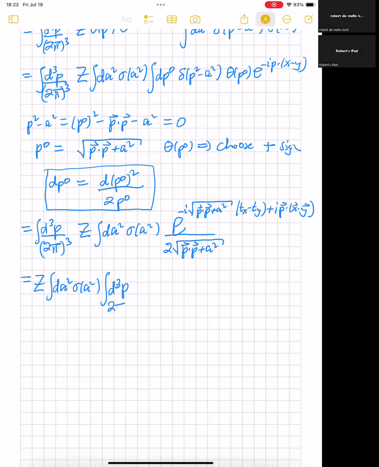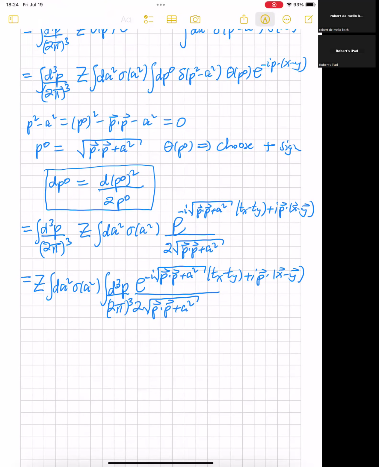d3p over 2 pi cubed 2 square root of p dot p plus A squared. And then what's the exponential at the top? Well, it's exactly what we had before. e to the minus i square root of p dot p plus A squared into Tx minus Ty plus i p dot x minus y. So we didn't do very much in this step. We just pulled the Z and the integral, the A squared sigma of A squared, out, and we wrote everything else that we have left.